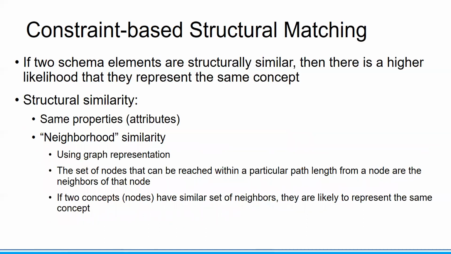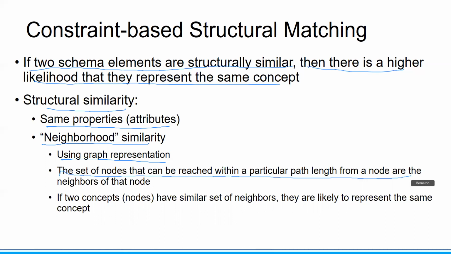If you are dealing with the structural approach, if two schema elements are structurally similar, then there is a higher likelihood that they represent the same concept. For example, in structural similarity, they have the same properties, the same attributes, and the neighborhood. What is the neighborhood? If we use the graph representation, the set of nodes that can be reached within a particular path length from a node are the neighbors of that node. And if two concepts or nodes have a similar set of neighbors, then they are likely to represent the same concept. So it is just based on the constraint from the neighbors. Usually we can use the graph for this one.